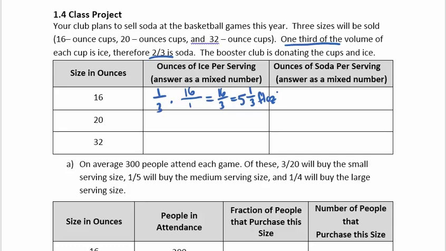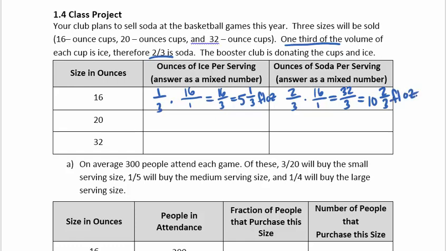Okay? Once we figure out how much ice there is in there, we could subtract 5 1/3 from 16 to get this next thing. That would be what's left, the soda, or we could just find 2/3 of 16. I'll just go ahead and do that since I think that's easier. So I'm going to find 2/3 of 16. This will tell me how much soda is in the cup. So let's see. Nothing to divide out here, so I'm just going to multiply straight across. 2 times 16 is 32. 3 times 1 is 3. Again, let's turn this into a mixed number. 3 goes into 32 10 2/3 fluid ounces.